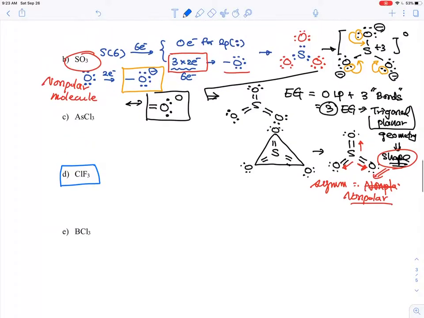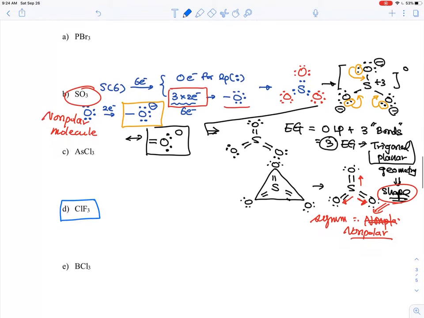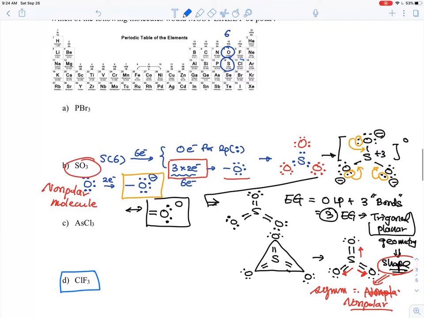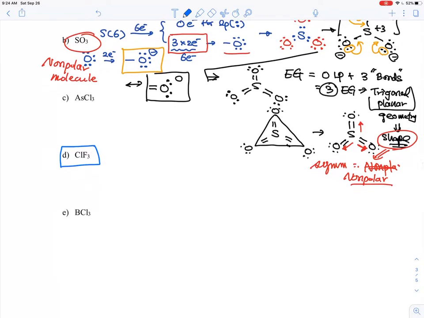Okay, so the next problem is molecular shape and polarity, and this time we have a chlorine with 3 fluorine attached to it. So chlorine is right here, and fluorine is right here, both halogens with 7 valence electrons. Because of the size, the chlorine sits in the center, and the fluorines are going to form the bonds. So for chlorine, the first thing you need to think about is its 7 valence shell electrons, and these will form bonds with the 3 fluorines in the neighborhood.